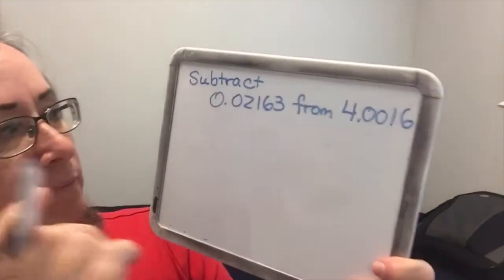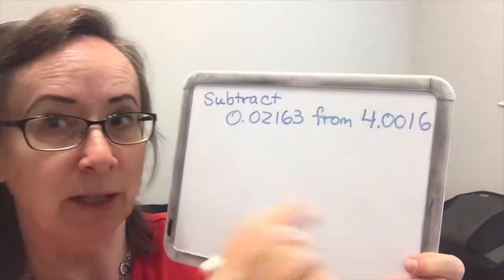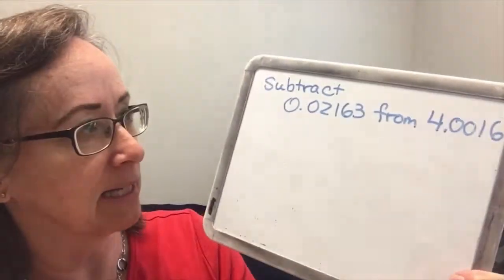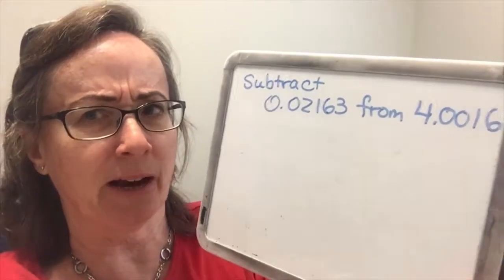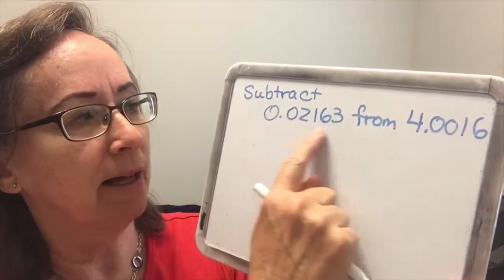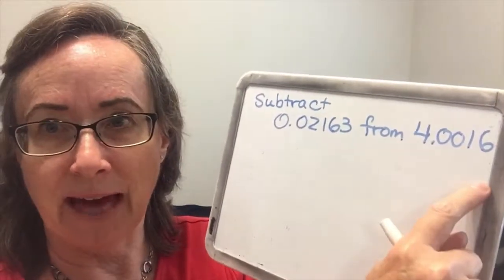Okay, so now we're going to subtract decimals. And again, for addition and subtraction, we must align our decimals. So now, look at this. We have to be very careful when we're subtracting. Look at the wording. Subtract this from that.